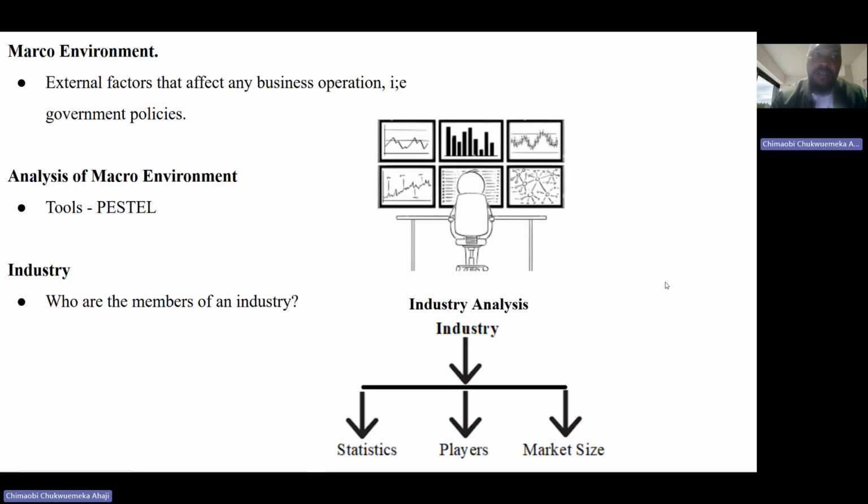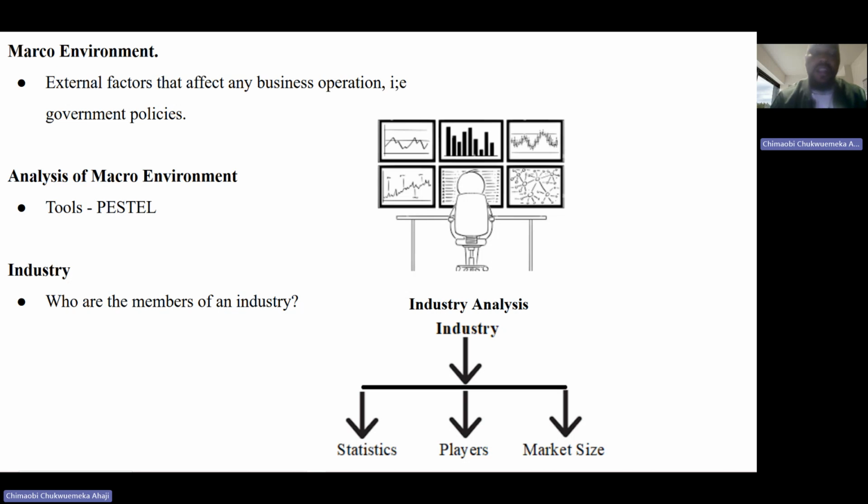So basically, we started the class by trying to understand what microenvironment is, and my take home was microenvironment are the factors that affect business operation. This can include government policy, environmental, technical development, and legal. One of the tools, or basically the most important tool we use in analyzing a microenvironment, is the PESTEL. The PESTEL, from what I also learned, stands for politics, economy, social, technology, environment, and legal. So these are the key microenvironment factors that affect any organization.